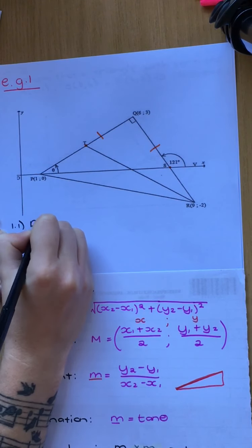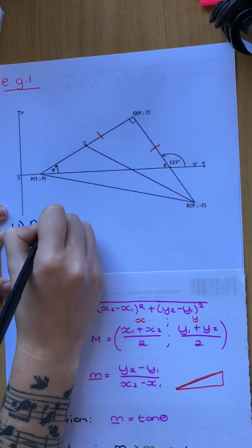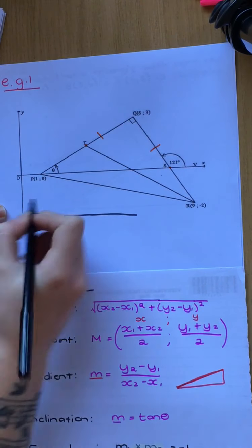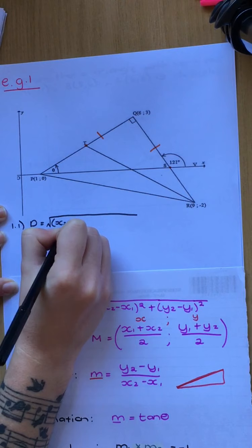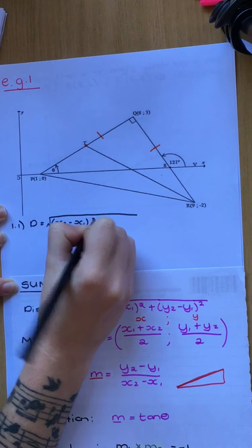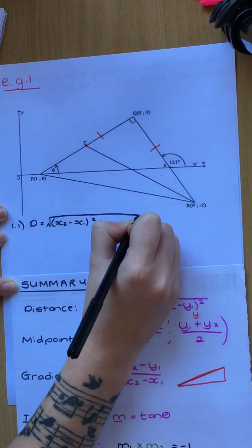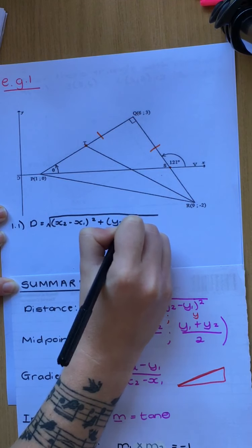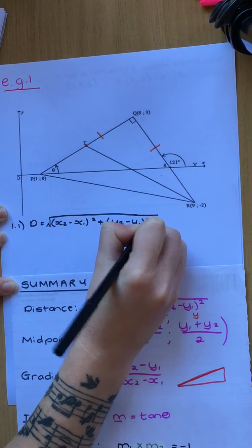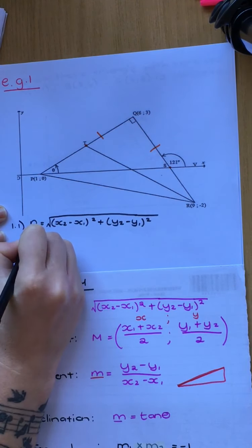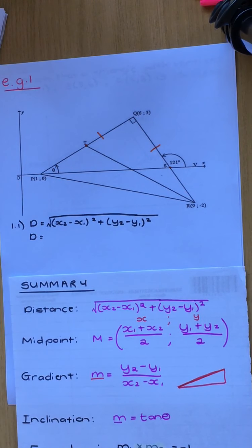So I'm going to write my distance formula down. You always write your formula down, okay? x2 minus x1 squared plus y2 minus y1 squared. Alright, so your distance, now we're going to fill it in.